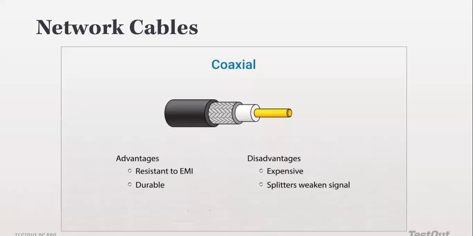Yes, sir. Advantages of coaxial cables are that they are resistant to EMI, the reason being that they have a coating inside, and they are very durable. Do you remember changing the cable that brings TV signal to your house? Who remembers ever having to change that cable? Never, sir. The reason being that it is very durable. But the disadvantage here is that it is really expensive and the splitters weaken the signal.